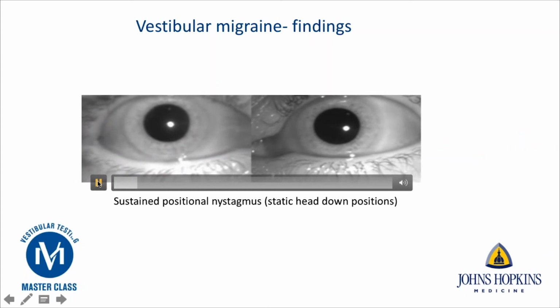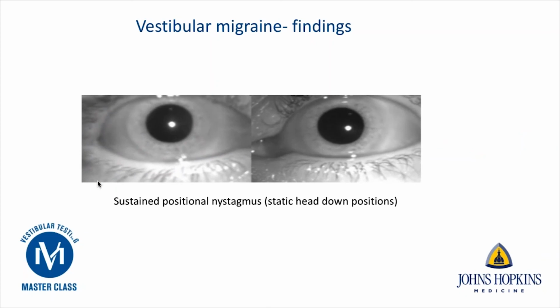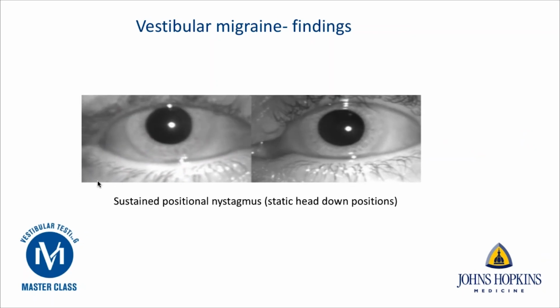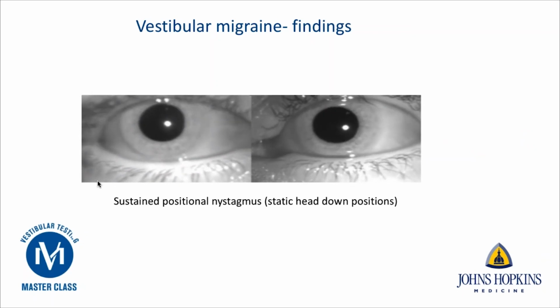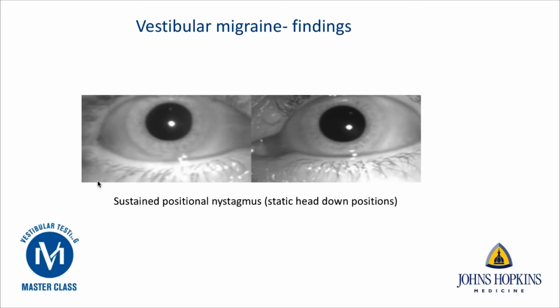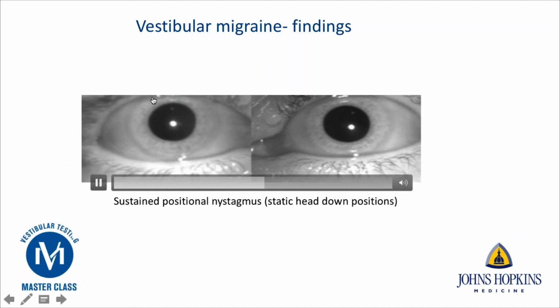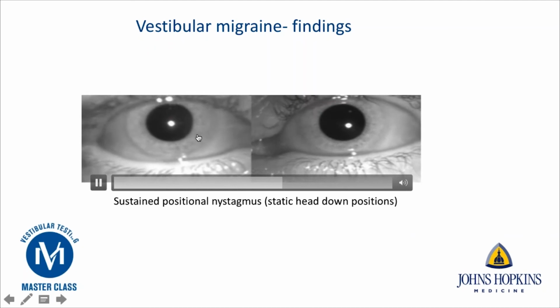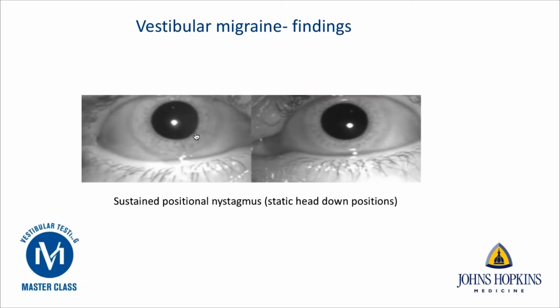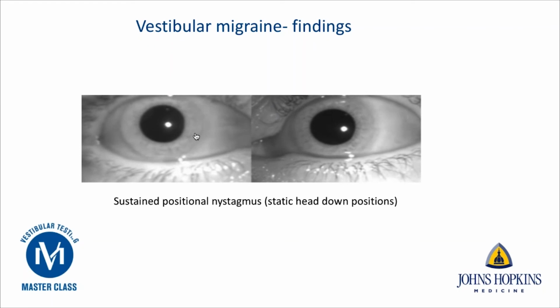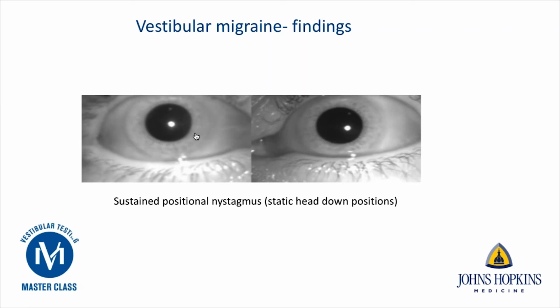Here's an example of sustained positional nystagmus. This patient only gets the nystagmus in the static head down positions, and you don't see this spontaneous nystagmus in the head upright position. This is not necessarily a finding during the attack. Patients may have this sustained positional nystagmus in between the attacks. Again, it is not a specific finding in patients with migraine, but it's not uncommon to see that in people who have no other findings on the exam and are diagnosed with vestibular migraine.